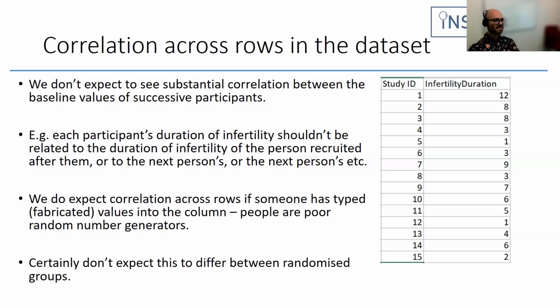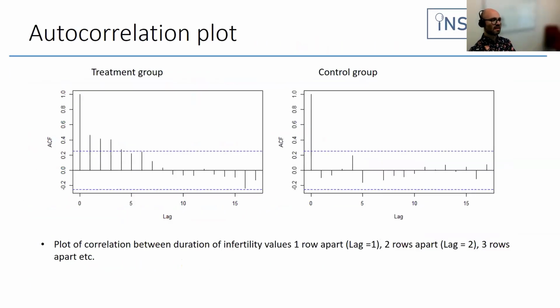One participant's duration of infertility shouldn't be related to the next person's duration of infertility, or to the person after that, etc. However, you do expect to see some sort of correlation across the rows if someone has sat down and just typed some numbers in a column into a spreadsheet, because people are quite poor random number generators. But even if there is some autocorrelation, as we call it, we certainly don't expect this to differ between randomized groups. And we can look at this as well.